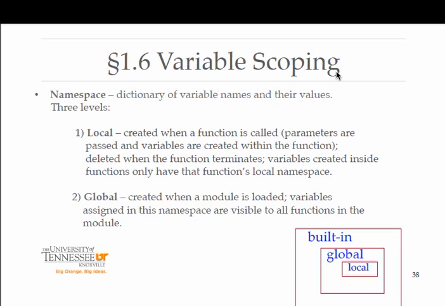The final section of Chapter 1, Introduction to Python, covers variable scoping, and this is Section 6 of that chapter. We start off with the concept of a namespace. A namespace is a dictionary of variable names and their values. So let's talk about the three levels of namespace, which will define the scoping rules for variables.